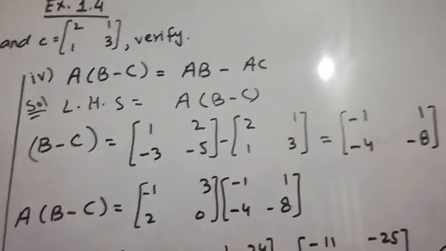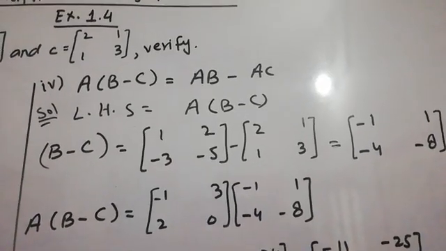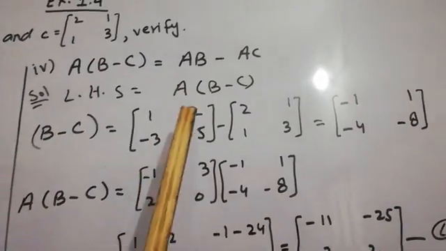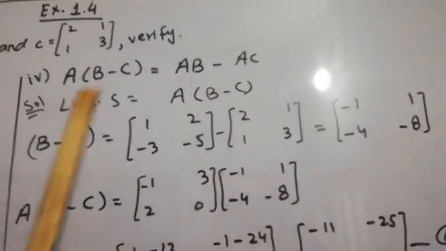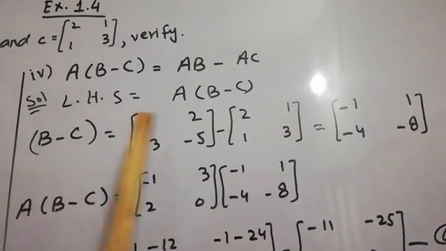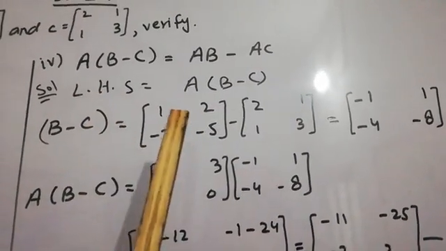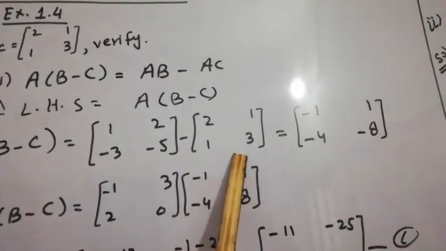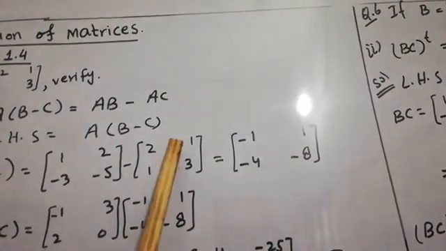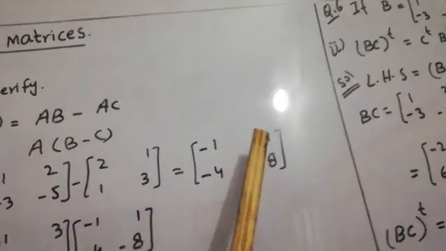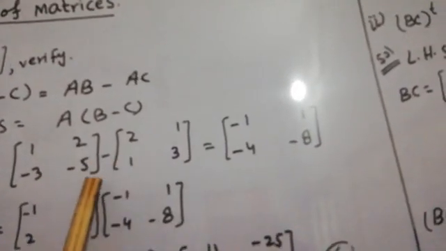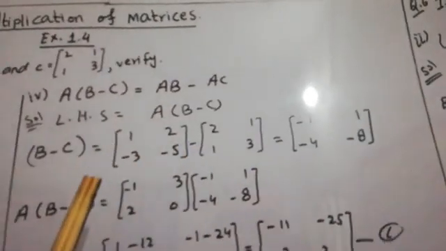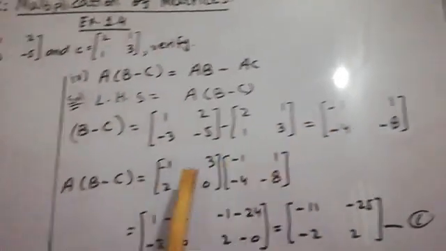My dear student, again first of all we will consider the left hand side of the equation, which is equal to A into B minus C. So first we will solve the bracket, which is the subtraction between two matrices, B minus C. So write matrix B minus matrix C, and then you know that 1 minus 2 equals minus 1, 2 minus 1 is equal to 1, minus 3 minus 1 is equal to minus 4, minus 5 minus 3 is equal to minus 8.